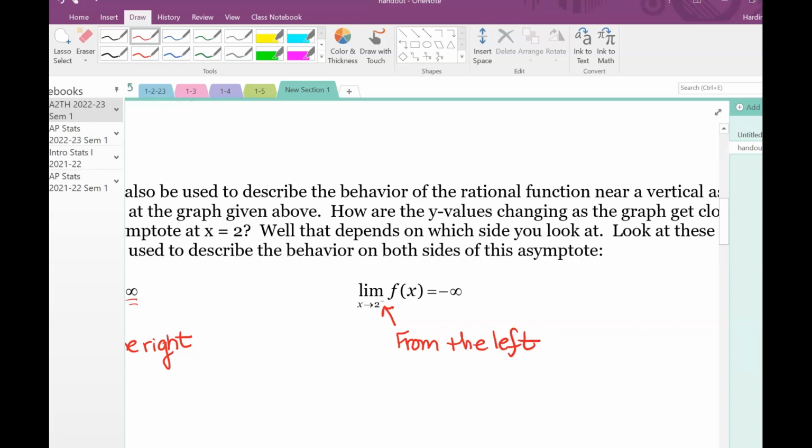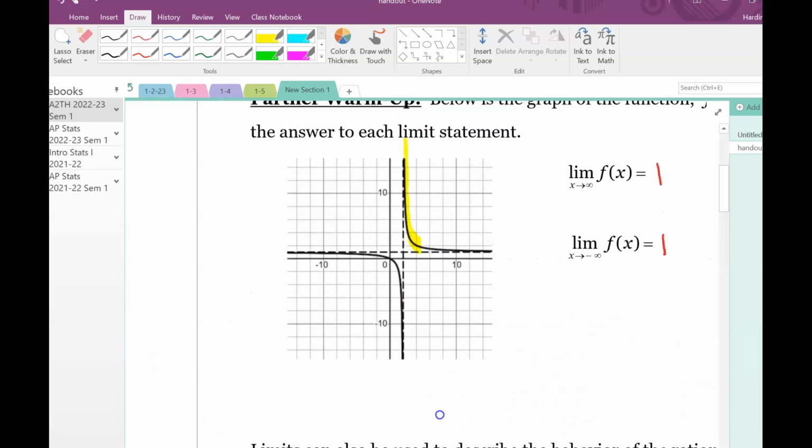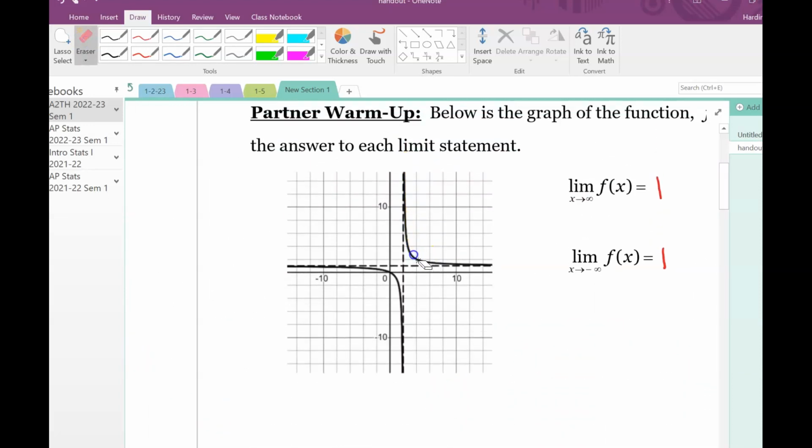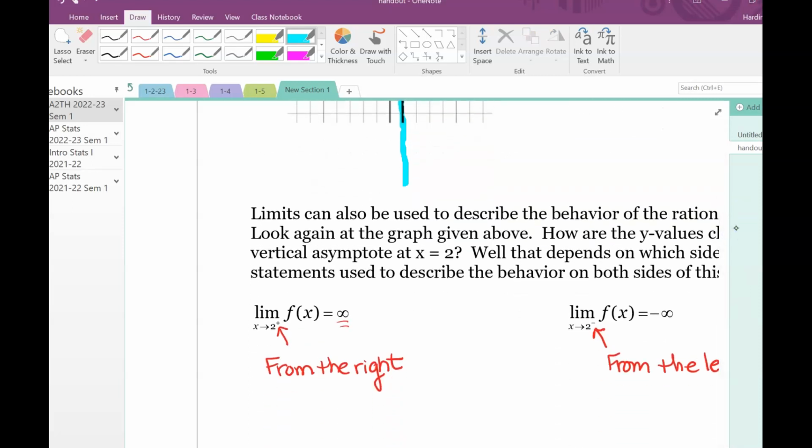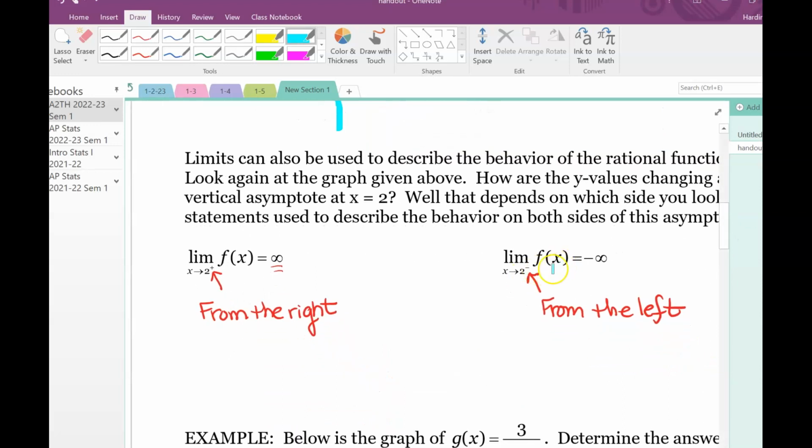So let's go back to the graph. If I'm approaching that vertical asymptote, but now I'm approaching it from the left. Well, now I'm here getting closer and closer, and you can see what's happening to the y values. They're getting infinitely smaller down here into the negative numbers. And so that's why the limit of f of x as x approaches from the left is negative infinity.